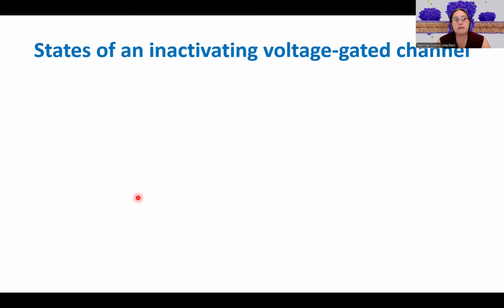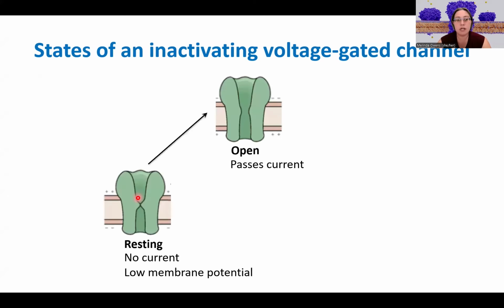Okay. So for an inactivating voltage gated channel, we actually have three different states, not just two. We're not going to call it closed anymore because now there are two states that don't pass current. We're going to call it the resting state. And this is really from the resting membrane potential, although not all inactivating channels are at rest at the resting membrane potential. But whatever the state is where there's no current and there's low membrane potential, we're going to call that the resting state.